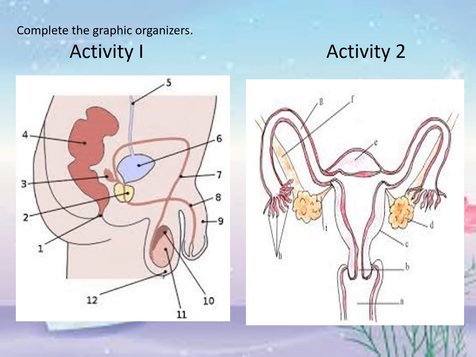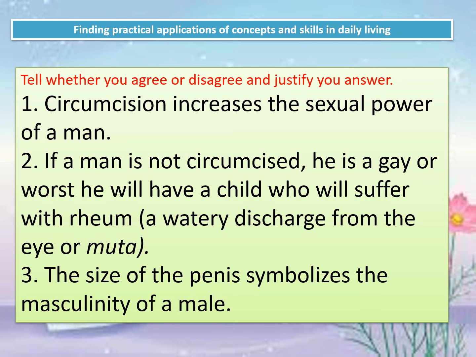Complete the graphic organizer. Tell whether you agree or disagree and justify your answer. Circumcision increases the sexual power of a man. Yes, agree. If a man is not circumcised, he is gay or worse, he will have a child who will suffer with rheum, a watery discharge from the eye, or muta. Disagree? Yes, disagree. The size of the penis symbolizes the masculinity of a male.